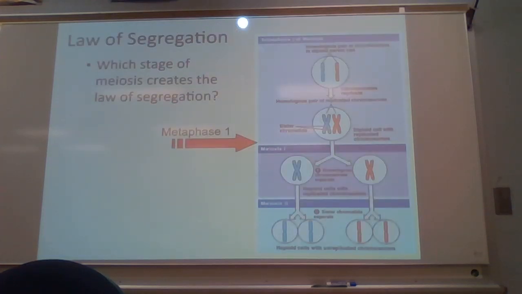Here's just another look at that process in meiosis. So this segregation of alleles really happens during meiosis 1. And metaphase 1 is going to determine which gametes get which copy, right? So the paternal chromosomes on this side are going to end up in one cell, the maternal in the other. So metaphase 1 creates one.